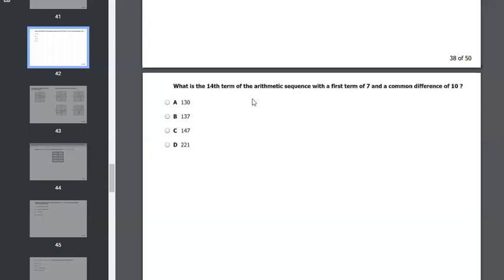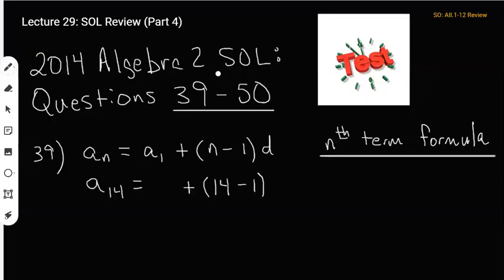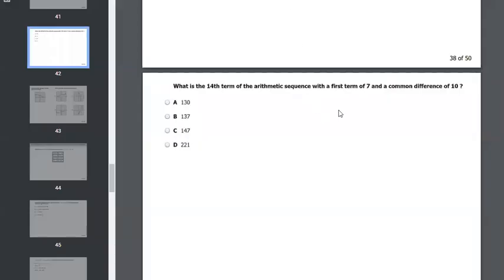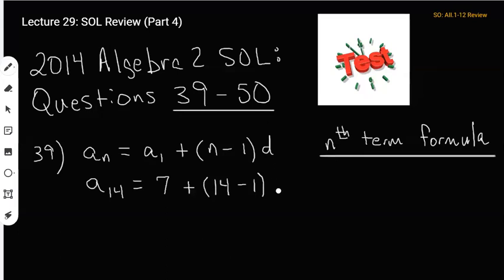Okay, so it tells me that the first term is 7. That's going to be my A1, so right here, I'm going to put a 7 where the A1 is. And then the common difference D is what we add each time to get to each new number. So what does it tell me D is in the problem? It tells me that D is 10. So I'm going to put 10 in parentheses right here. And now we just evaluate the formula.